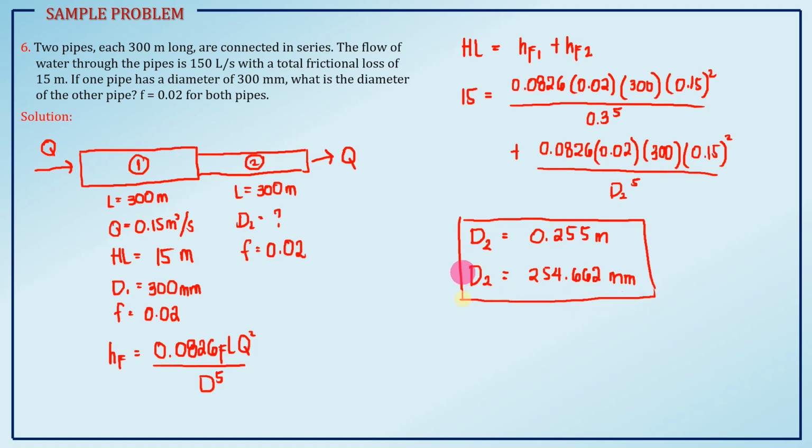Ayan. So, when you're analyzing series na pipelines, your Q is continuous. Kung ano yung Q mo at point 1, yun din yung Q mo at point 2. Okay? Then, the head loss mo na total is equal to the summation of the head loss per pipe.